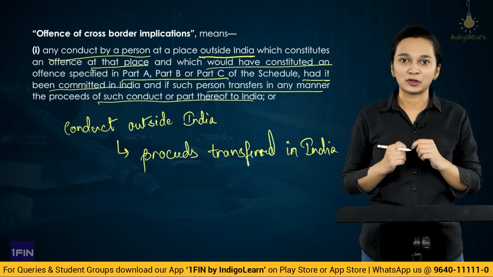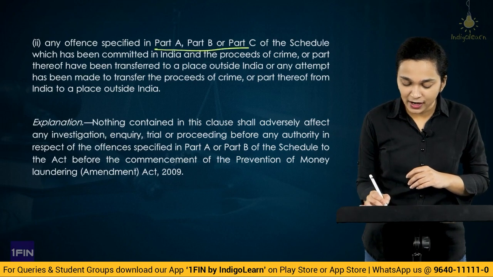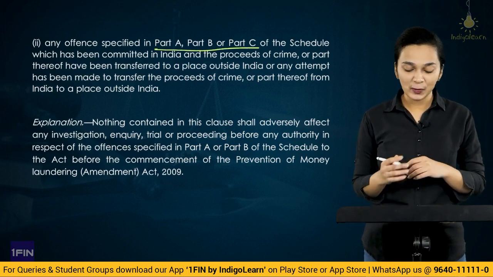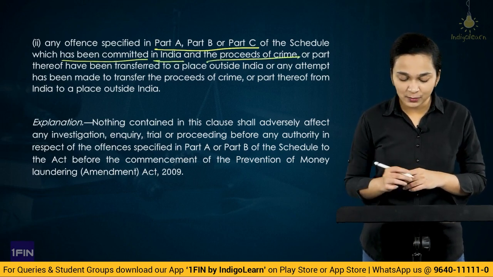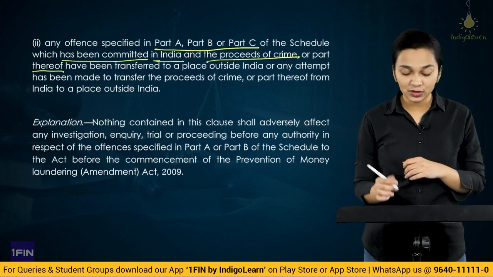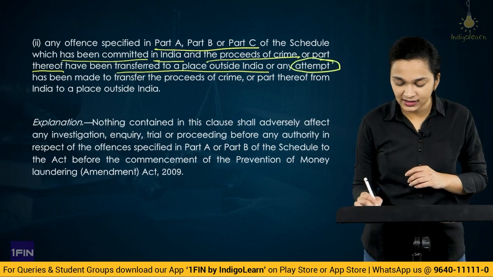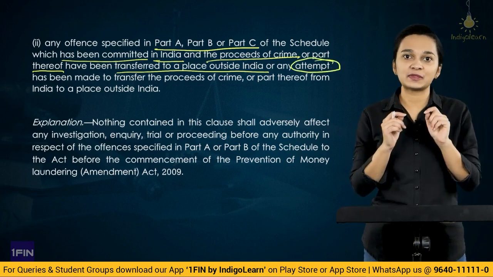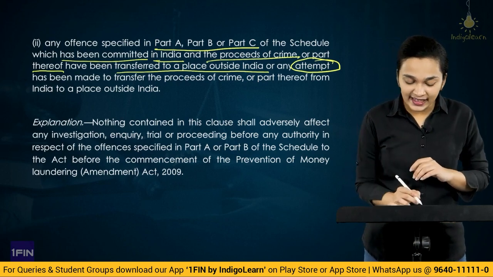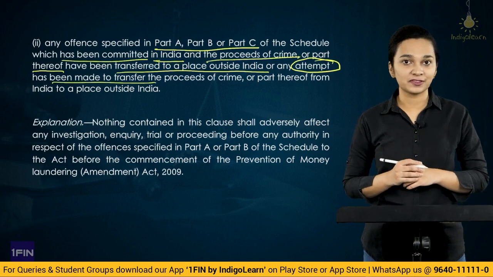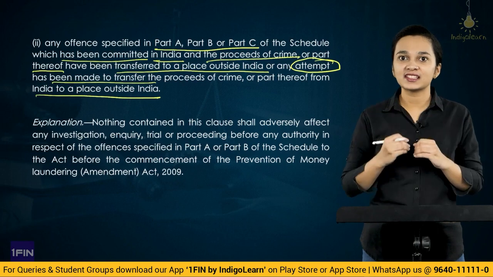Now, let's look at the second point. The second point states, any offence specified in Part A, Part B or Part C of the schedule which has been committed in India and the proceeds of crime or part thereof have been transferred to a place outside India, or any attempt. So here, even if an attempt to transfer has been made, it will be referred to as an offence of cross-border implication. Or any attempt has been made to transfer the proceeds of crime or part thereof from India to a place outside India.